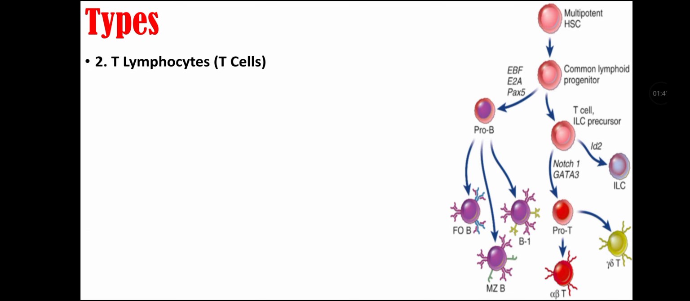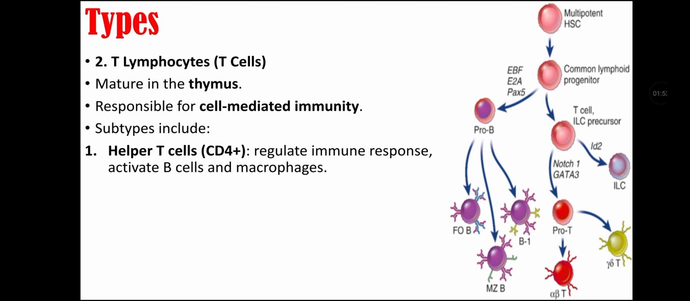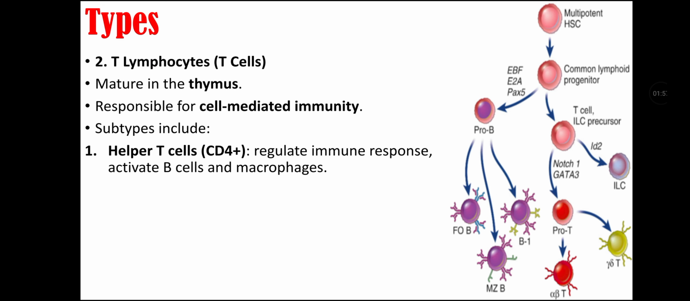Then the other type of lymphocytes are T lymphocytes that are also called T cells. They mature in the thymus. They are responsible for cell-mediated immunity. Subtypes of T lymphocytes include helper T cells that regulate immune response and activate B cells and macrophages.